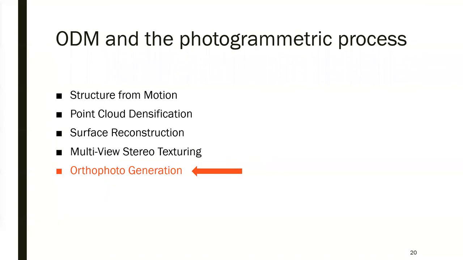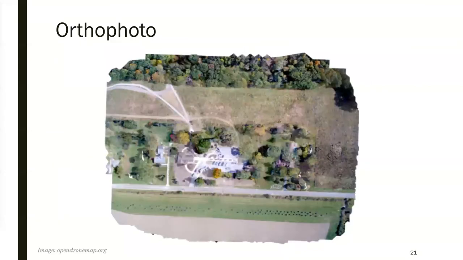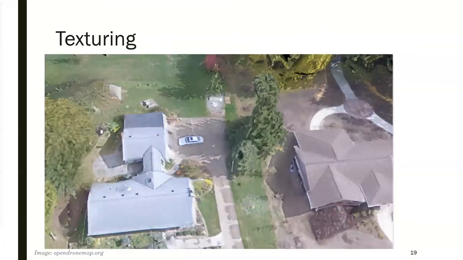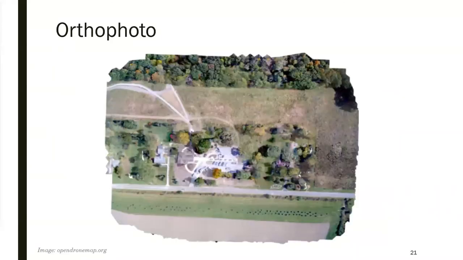And then the final step is orthophoto generation. We'll talk about orthophotos a little bit more, but this is a lot less interesting because it's flat and two-dimensional again. Basically this is a geo-referenced image, and it's been created from all of those photos. With our test data set, it's about 18 photos. This one here, I think, is 80 or 90. It's taken all those different photos, created a 3D scene, and then flattened it.